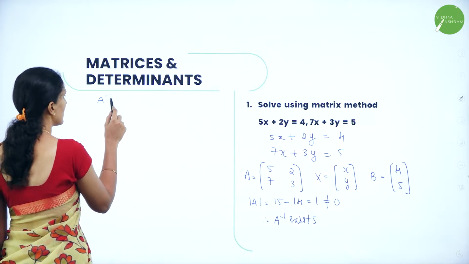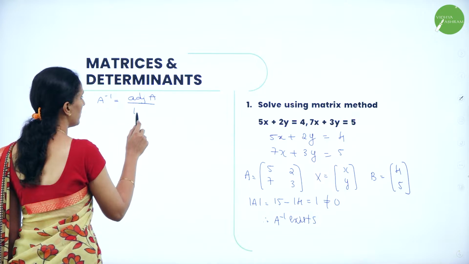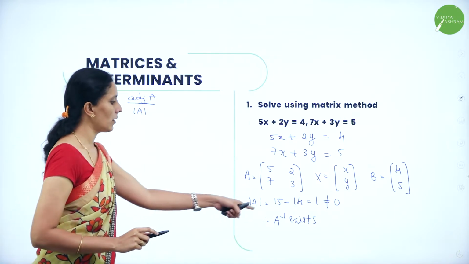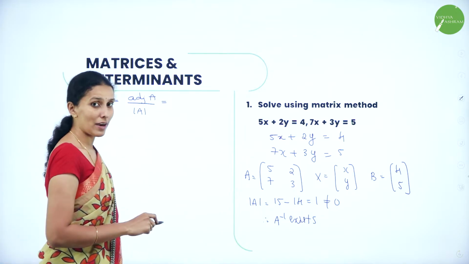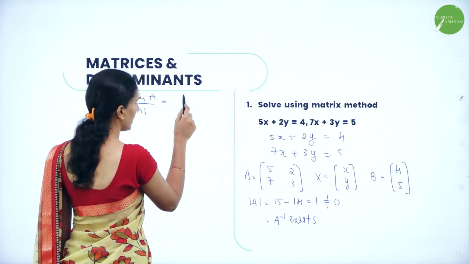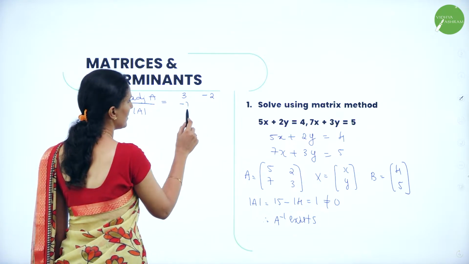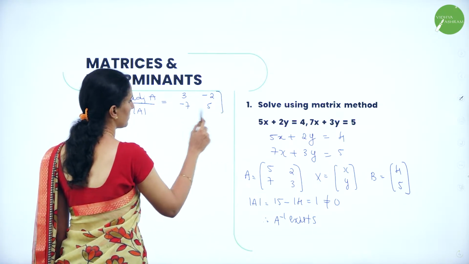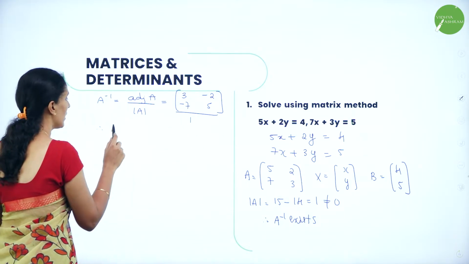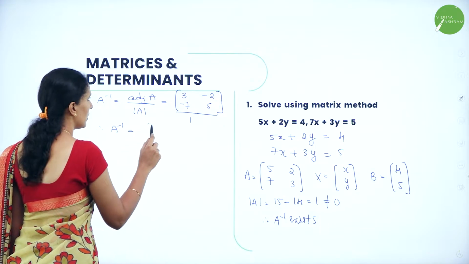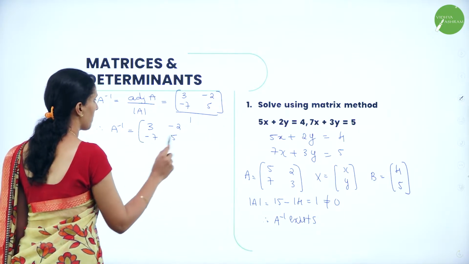So, A inverse is nothing but adjoint A divided by determinant A. The value of the determinant is equal to 1. So therefore A inverse is nothing but the adjoint A only. Adjoint A is [3, -2; -7, 5]. So divided by 1 we will get A inverse as [3, -2; -7, 5].